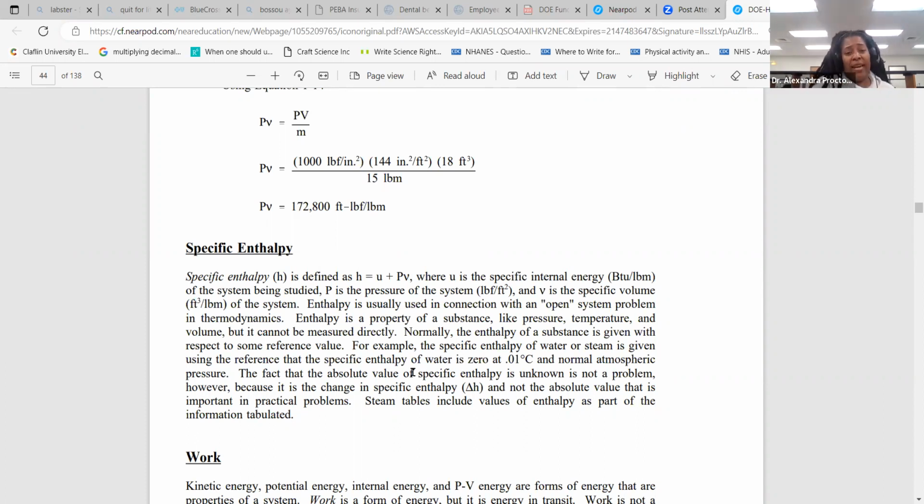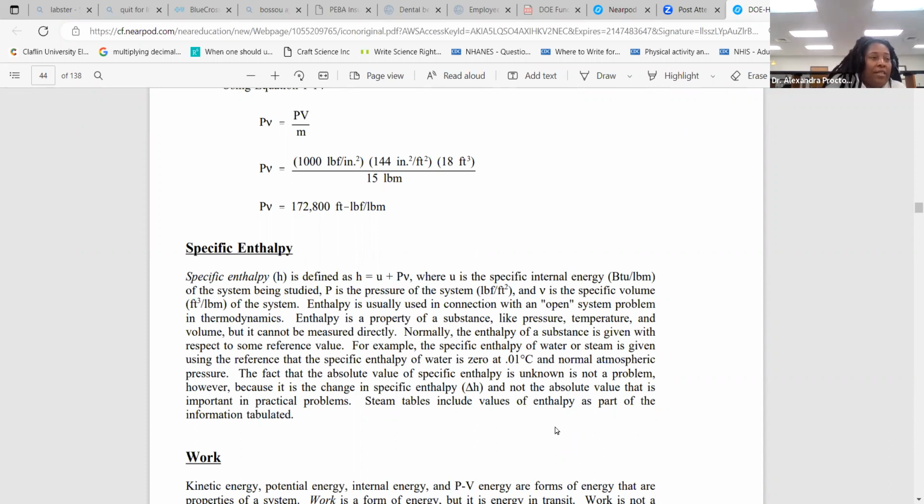So it's usually in a reference table. For example, specific enthalpy of water or steam is given in reference to that specific enthalpy of water being 0 at 0.01 degrees Celsius and normal atmospheric pressure. The absolute value of specific enthalpy is unknown, but that's not a problem, because it is the change in specific enthalpy that we look at, not the absolute value.